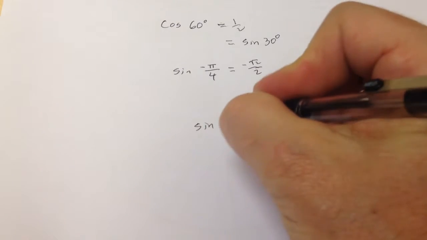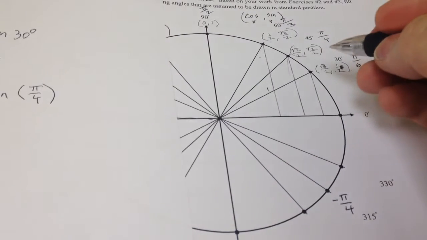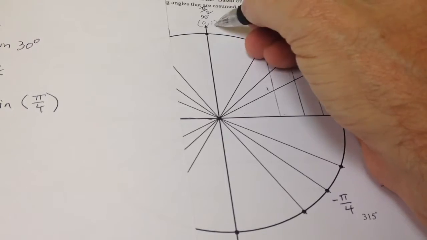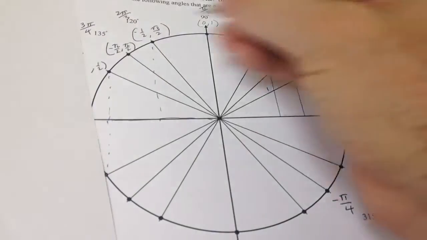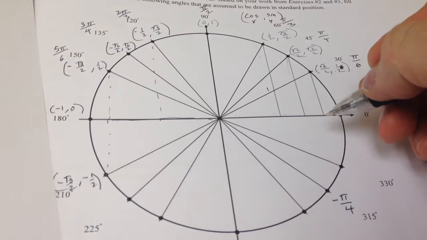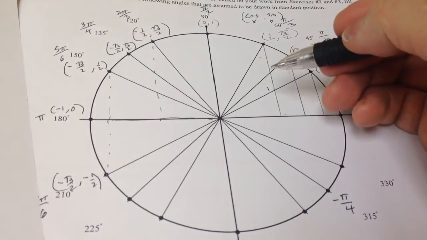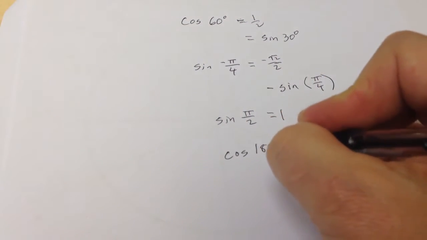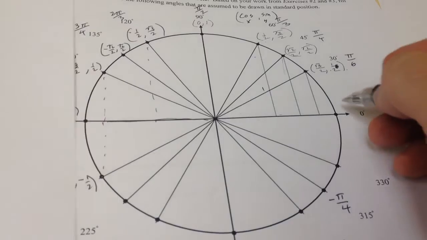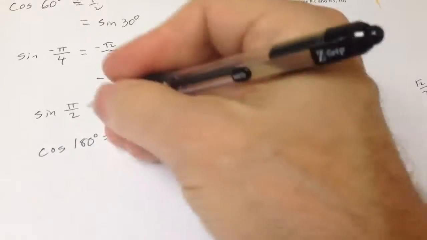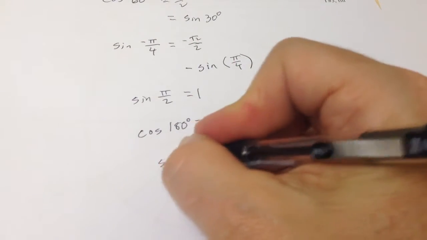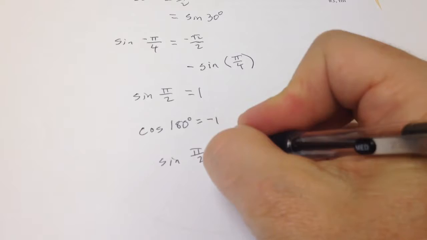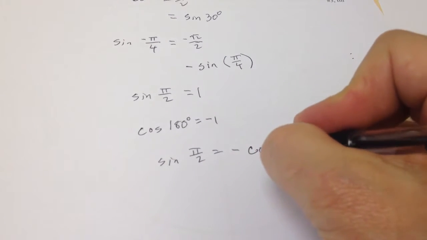I'm going to do 2 more quick examples. Sine of pi over 2. That right there is pi over 2, up there. Sine is 1, so that's equal to 1. And there are some other values around the circle that are also equal to 1, or negative 1, and then I could take the opposite value. Last one, cosine of 180. So cosine of 180 is the x value over here, so that's a negative 1. So if you look at these two, I can say the sine of pi over 2 is equal to the opposite of cosine of 180.